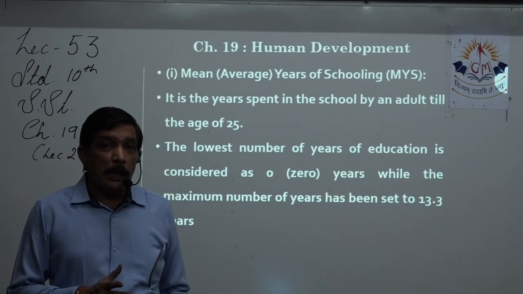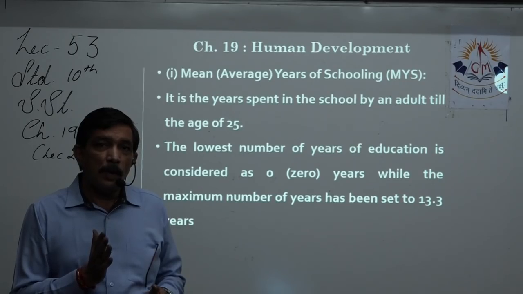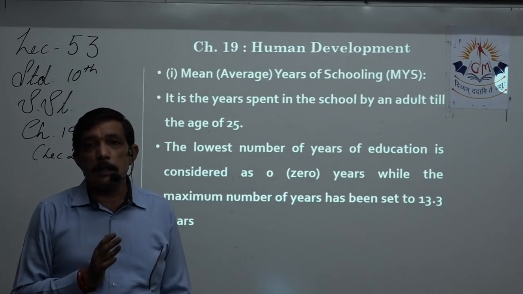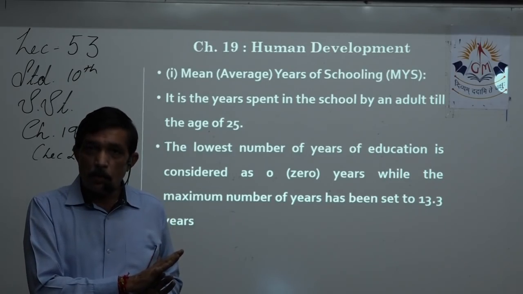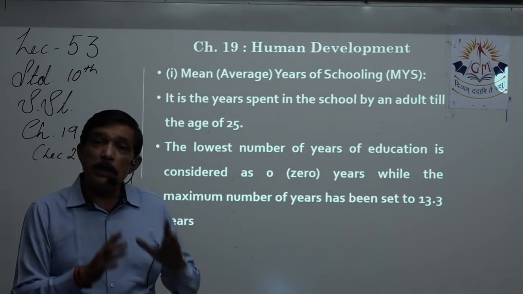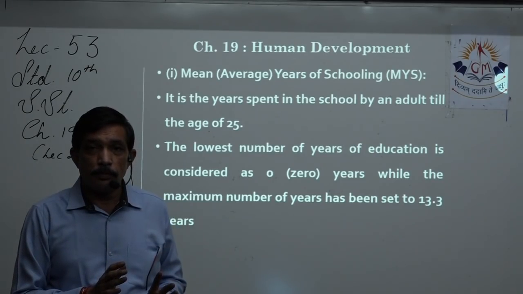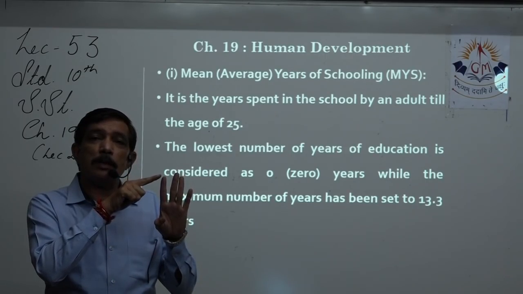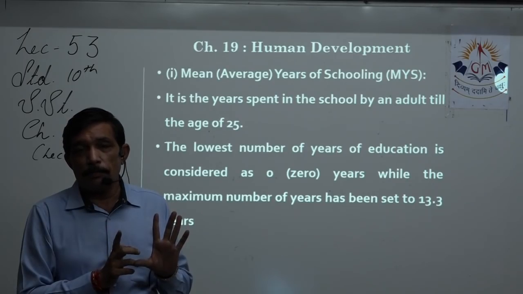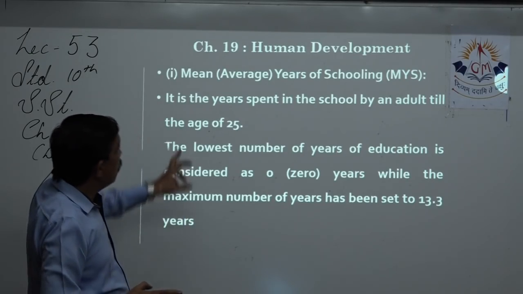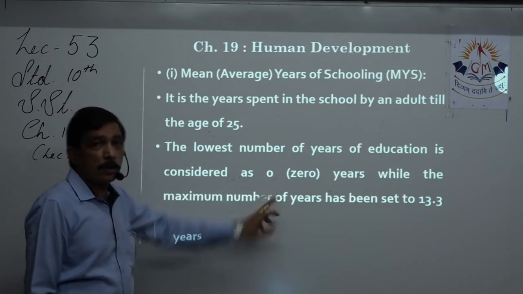So each and every child or citizen till the age of 25, how many years he spends in school, that is listed down. Because now we have the data of each and every student that has registered in the school, whether private or government. Each and every state has perfect data: how many children got admission, and how many of them completed the schooling or remained in school from 5-6 years till the age of 25. That is called the mean years of schooling. The lowest number of years of education is considered to be zero.